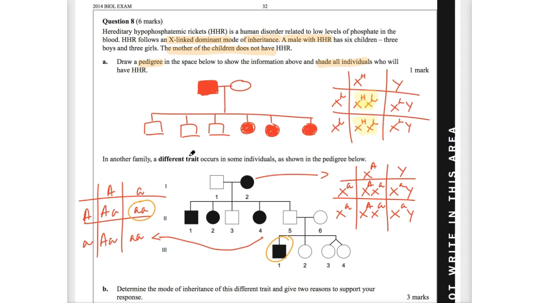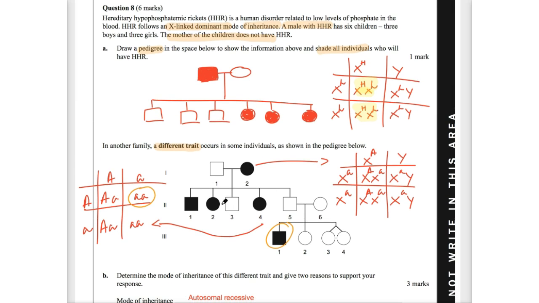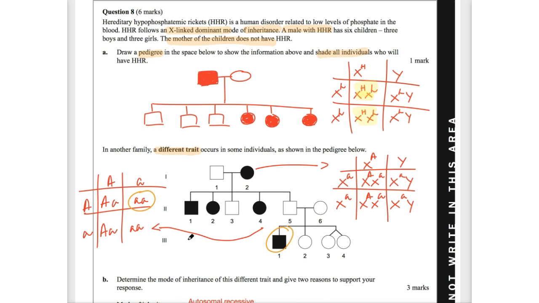So moving into the next part of the question, part B. In another family, a different trait, so note that it's not looking at the last question, occurs in some individuals as shown in the pedigree below. This is the pedigree, and part B says determine the mode of inheritance and give 2 reasons to support your response.